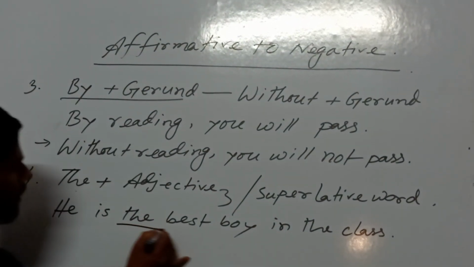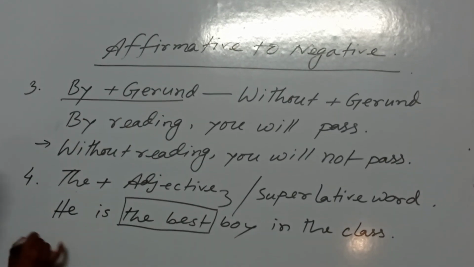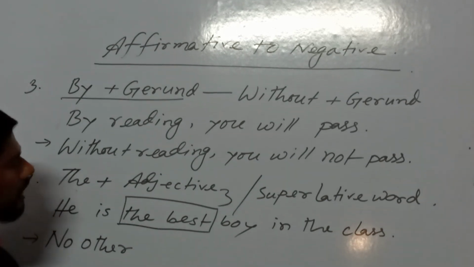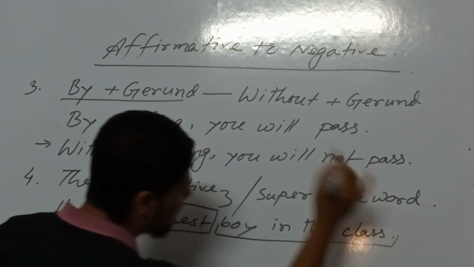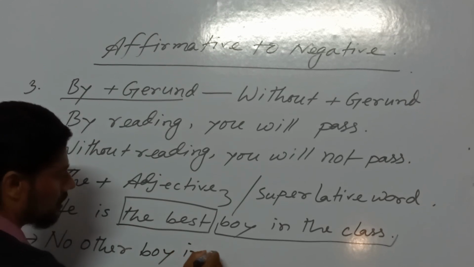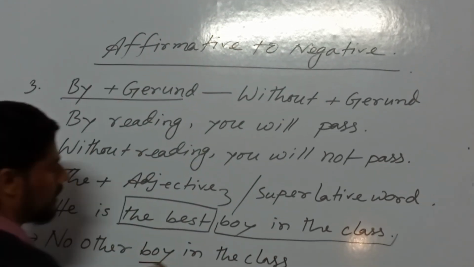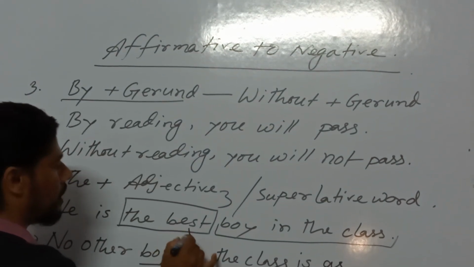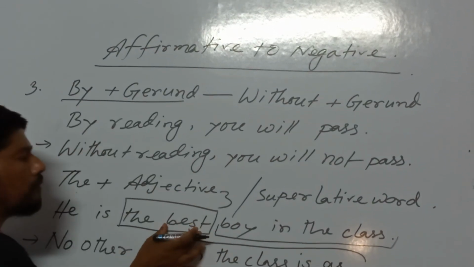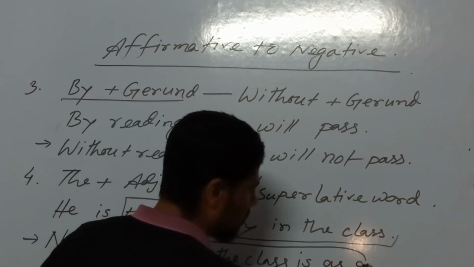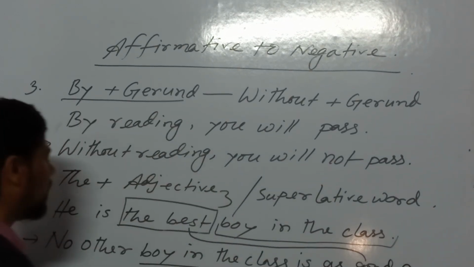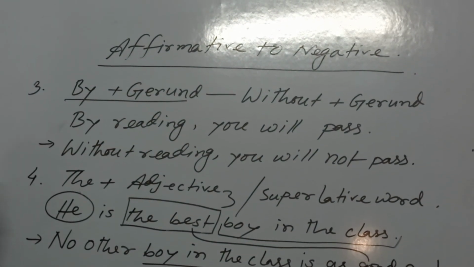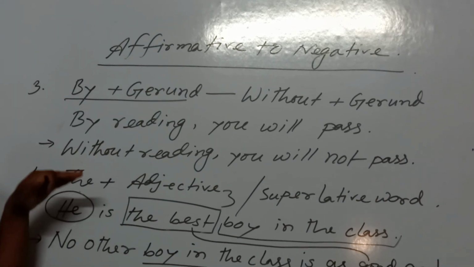So if you find superlative words in an affirmative sentence, to make it negative you have to write no other at the very beginning. Then you have to write the part after the superlative word. So after the superlative word the part is boy in the class. So boy in the class will be the subject here, and according to the subject we have to take the verb, and now we have to take as, and then the superlative form will be turned into the positive form, and the positive form of best is good, my dear learners. And now as, and finally we have to write the first subject at the last part of the sentence, then it will be negative. So in this way you can make the sentence into negative form.